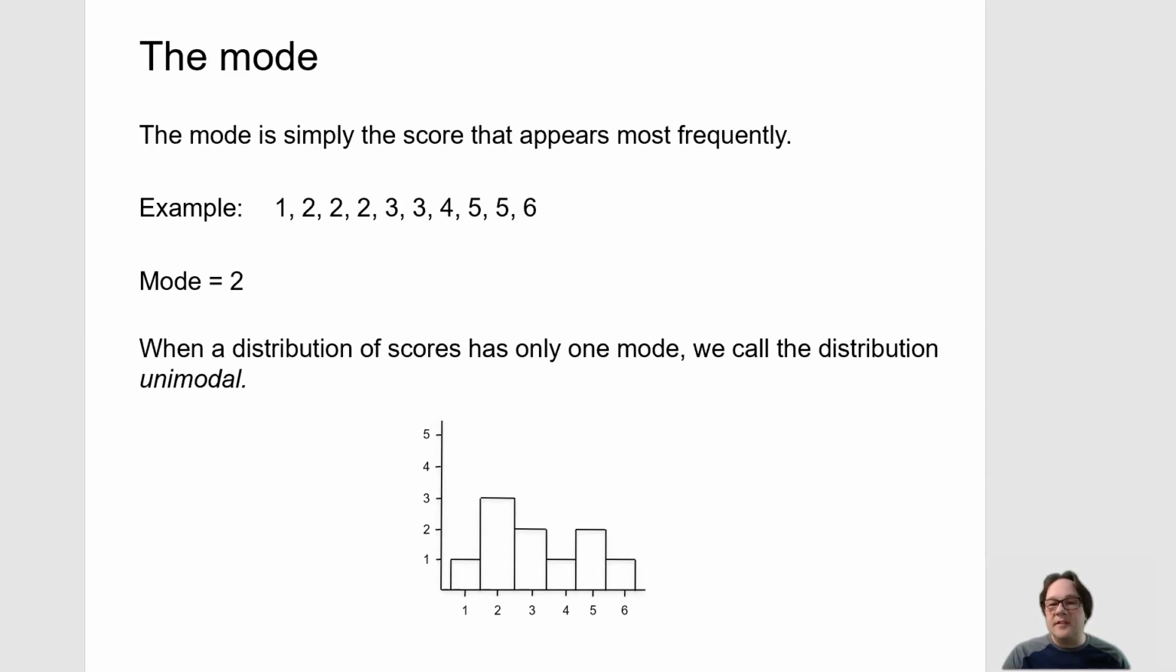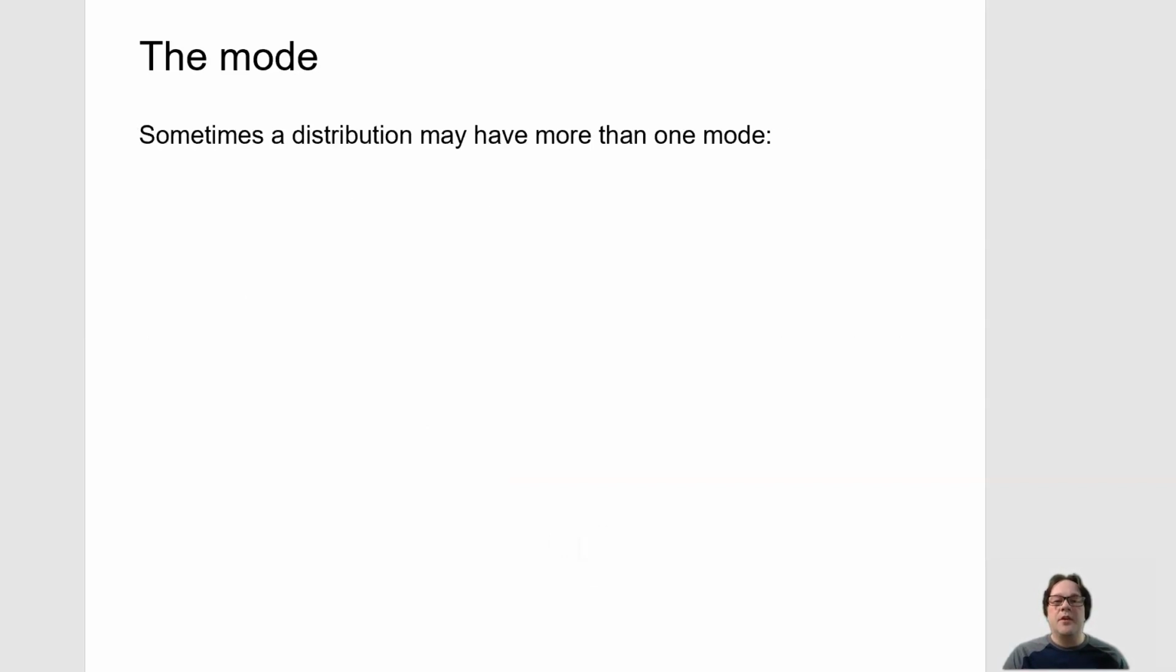Actually, this is the histogram of the distribution that we just used as an example. And we can see the mode is the score that appears most frequently, the score with the highest frequency in that distribution. Okay, sometimes a distribution will have more than one mode, though.